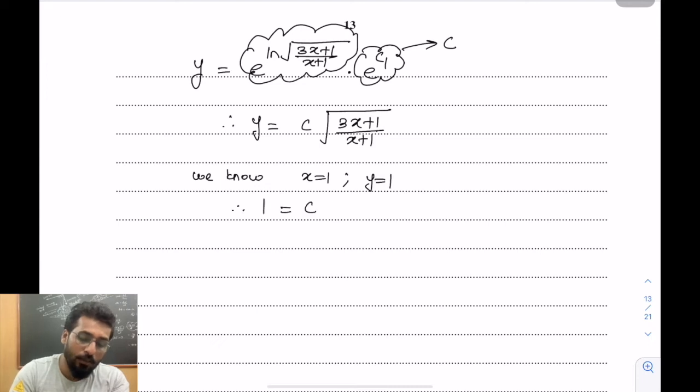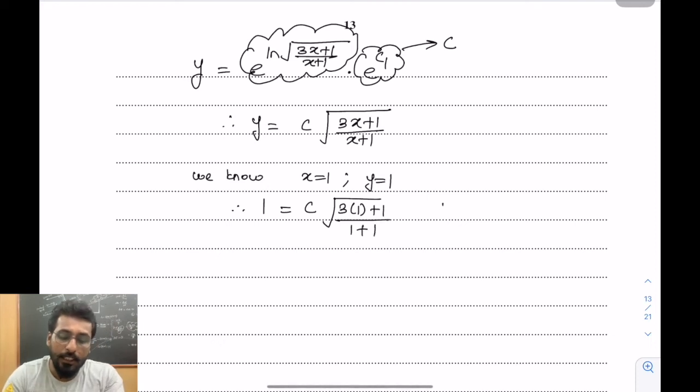So 1 is equal to c times root of (3 times 1 plus 1) divided by (1 plus 1). So that's going to be how much? The value of c is going to be how much? That's 3 times 1, which is 3. 3 plus 1, that is 4. 4 divided by 2, that comes 2. So that's root 2. So c is going to be 1 over root 2.